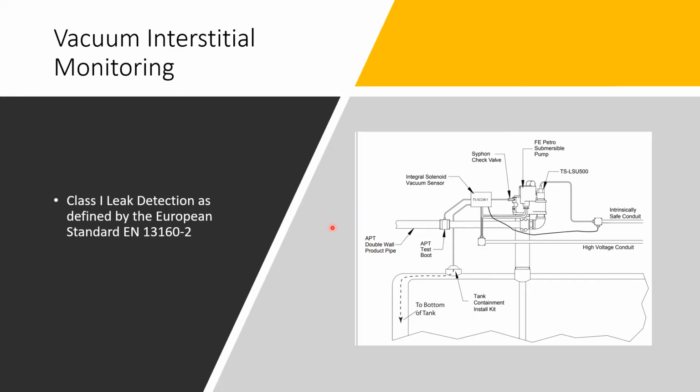So it's called Class 1 leak detection, and it's defined by European Standard EN 13160-2. And they put the system under vacuum. And this also connects to the piping. So the piping and the tanks are all under vacuum at the same time. So the whole system is being monitored by that vacuum.